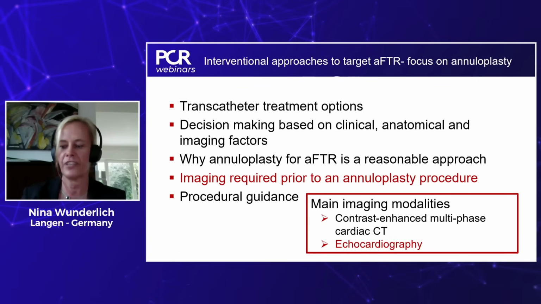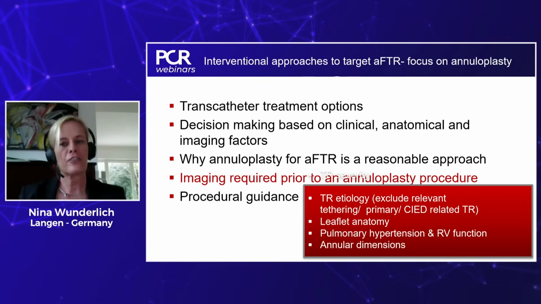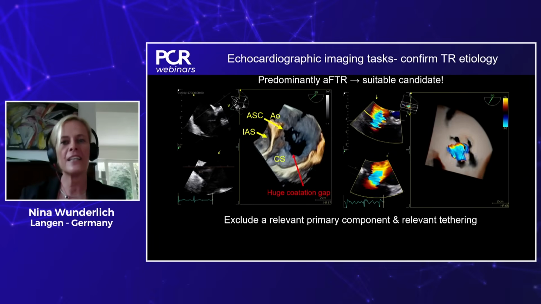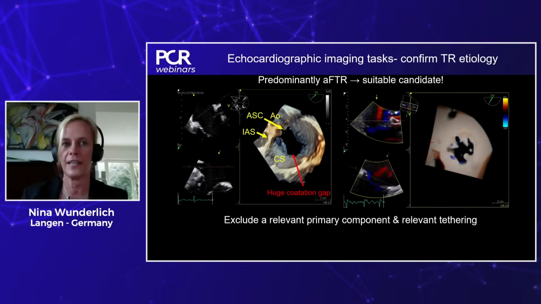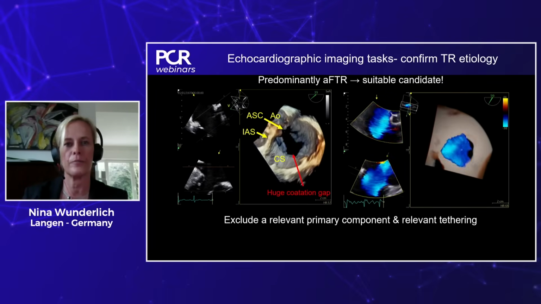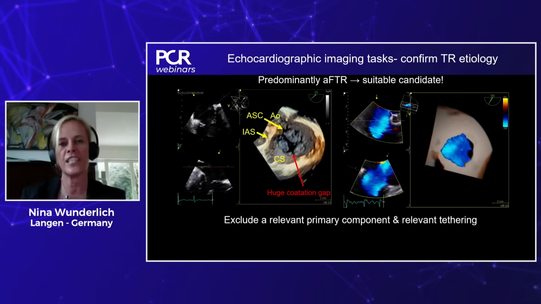This can be predefined. By using echocardiography, you have to go through all the points that Professor Sitges already mentioned. The most important thing, I think, is to exclude a primary component or a device-related tricuspid regurgitation. And as the annulus is one of the most important things during this procedure, there is the annular size. We'll target this a little bit later in more detail.